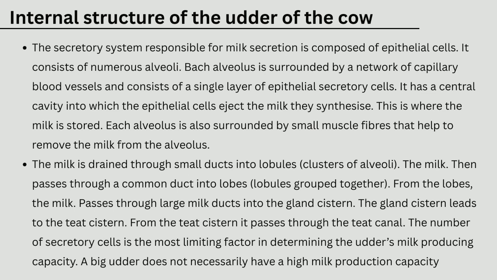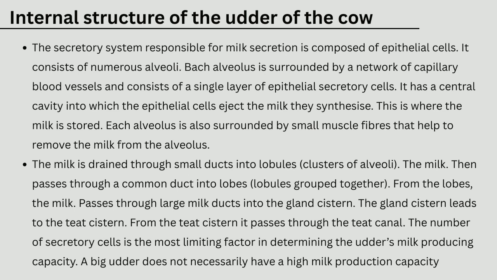Each alveolus is also surrounded by small muscle fibers that help to remove the milk from the alveolus. The milk is drained through small ducts into lobules, clusters of alveoli. The milk then passes through a common duct into lobes, lobules grouped together. From the lobes, the milk passes through large milk ducts into the gland cistern. The gland cistern leads to the teat cistern. From the teat cistern it passes through the teat canal.